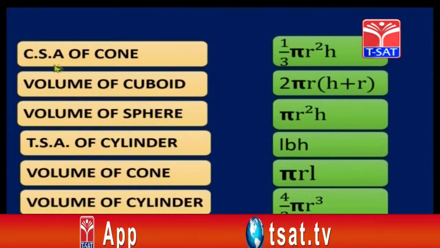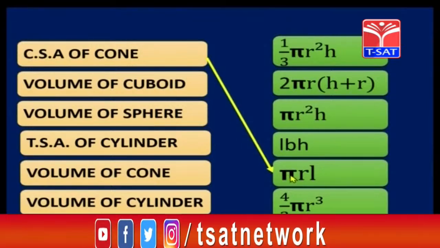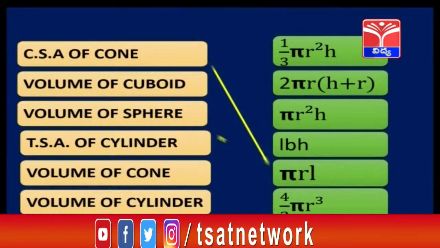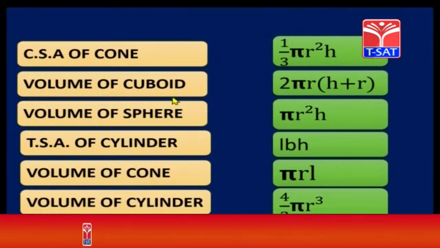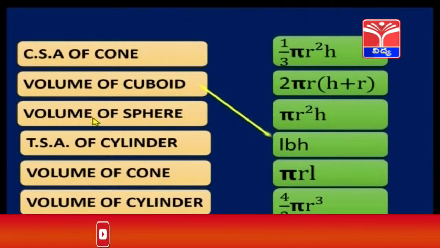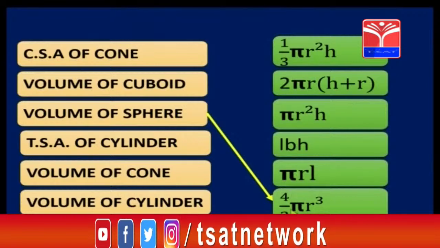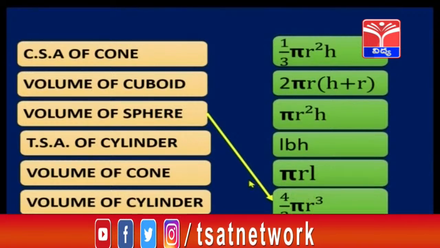The first one, what is the curved surface area of cone? Now, children, identify the curved surface area of a cone. Curved surface area of cone is pi r L. Now, the volume of cuboid. Children, identify the formula of volume of cuboid. Yes, once again you are correct, that is LBH. Now, the volume of sphere. Yes, the volume of sphere is 4 by 3 pi r cube.